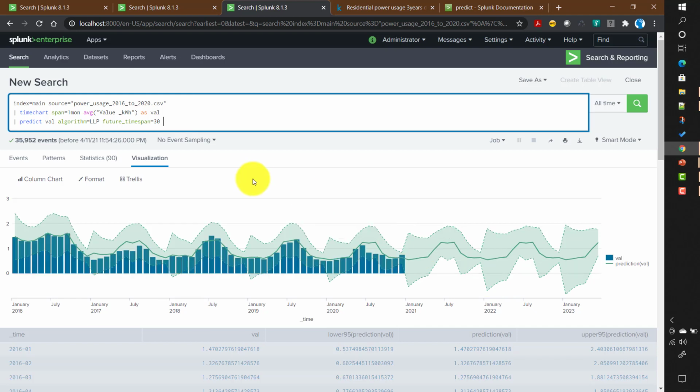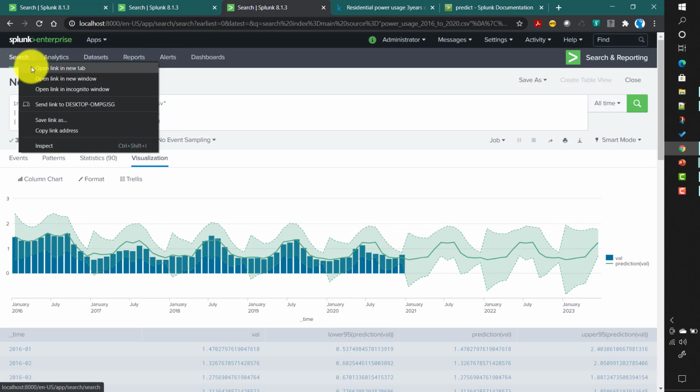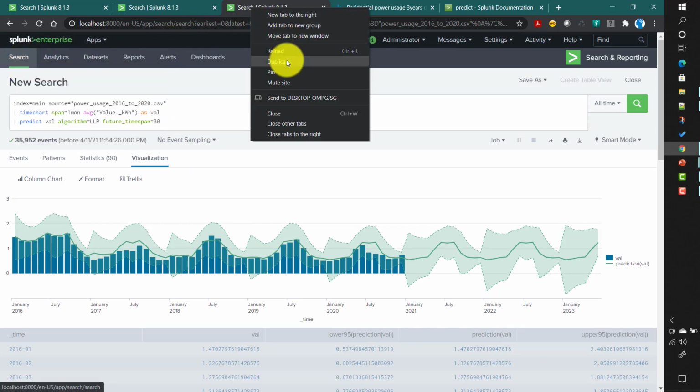Now let us talk about the next algorithm called LLP5, which basically considers both the trend and the seasonality as well, which could be the better algorithm in our case, because we have a trend as well as seasonality in our data. So let us do that one. I will just duplicate this one.